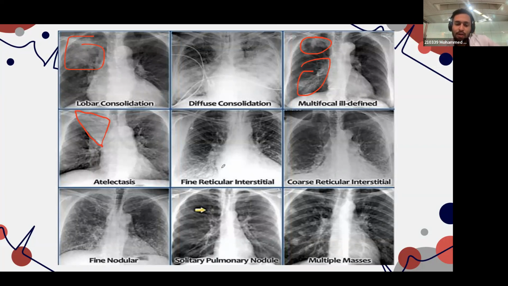Fine reticular interstitial. We mentioned the interstitial markings, it's all over. Coarse, it's not as important to differentiate them, but just remember the interstitial markings, which are these lines. There's lines going all over. Now, for the masses, you'll have a small nodule, less than 3 centimeters, and then you have mass, or masses. And I'll go into this one specifically later.